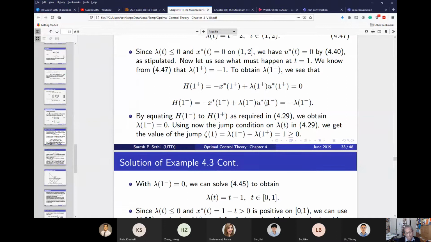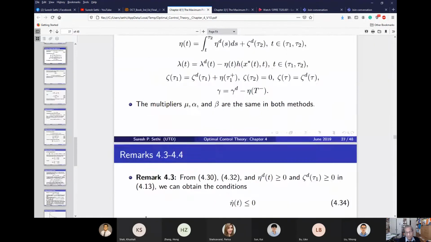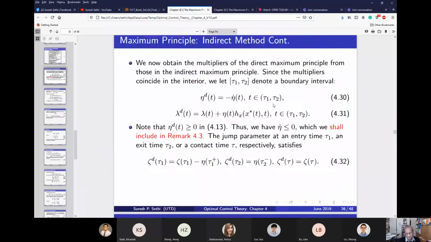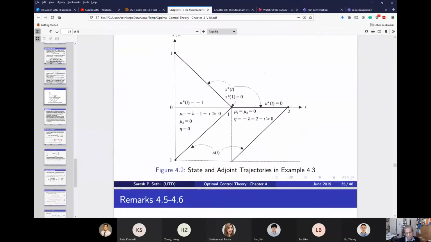And because of that, we know what the control is at 1 minus. x star 1 minus is 0, and the control u at 1 minus is exactly minus 1. See, exactly minus 1. At 1 minus, the control is exactly minus 1. Oh, the picture's on the other side. See here, here's the 1 minus on this side, and the control u is minus 1.